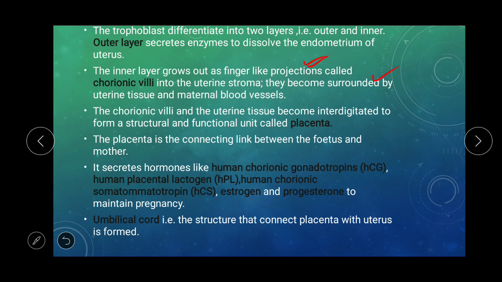That means if you are seeing this, you will not be able to distinguish which part is chorionic villi and which part is the uterine tissue. That's why it is called interdigitated, and they form a structural and functional unit called the placenta. So whenever the question comes, what is placenta, it is a structural and functional unit formed by interdigitation of the uterine tissues and the chorionic villi, that is the part of the trophoblast.